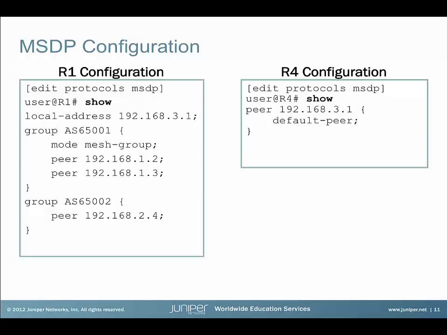MSDP neighbors can be configured directly or through peer groups. If mesh group functionality is required, the peers must be configured using peer groups. The source address for the session can be hard-coded using the local address statement. On R4, the default peer command is used to ensure that all SA messages are accepted from this peer. As you can see, the configuration looks very similar to setting up BGP.